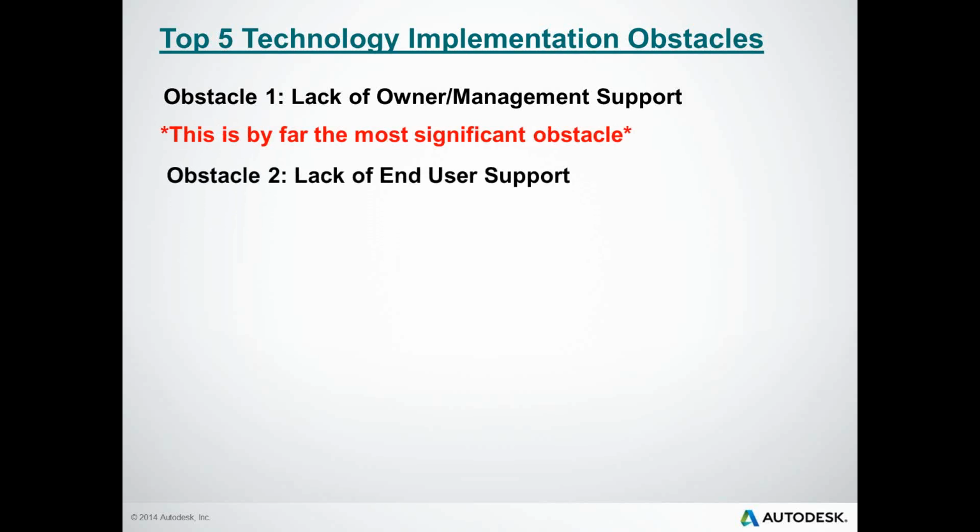Secondly, obstacle 2 is typically there's a lack of end user support. You know, in a way, this is like the flip side of obstacle number 1. Often owners identify a new technology that they perceive will improve a company's efficiency, and they'll put their full support behind it. But on the other hand, the end users, the doers, who will literally use the new technology, must also be willing to put in the effort and make it work.